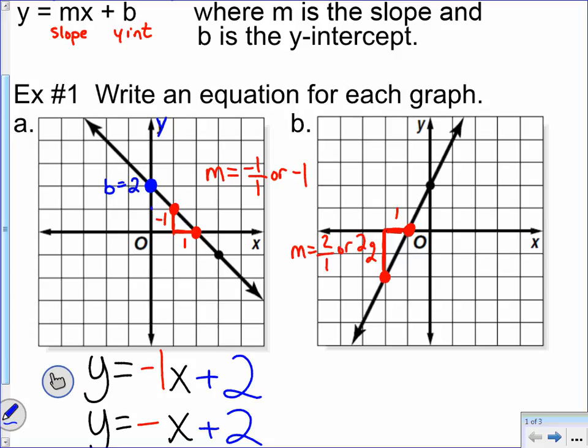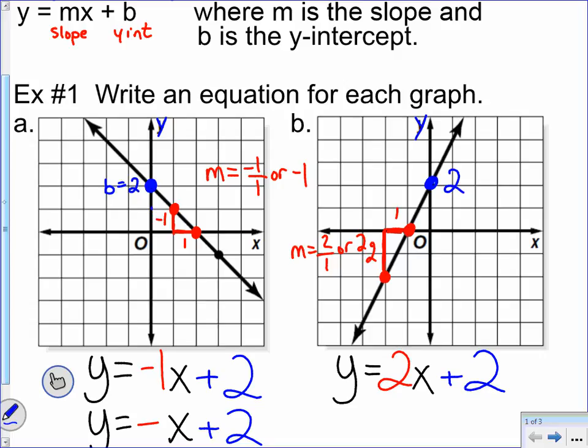Now we look for our y-intercept by where it crosses the y. You can see it does that here at 2. So b will also be 2. So now we can write our equation. y equals the slope, which is 2, then an x, plus 2 as the y-intercept at the end. And that's how you write an equation given the graph.